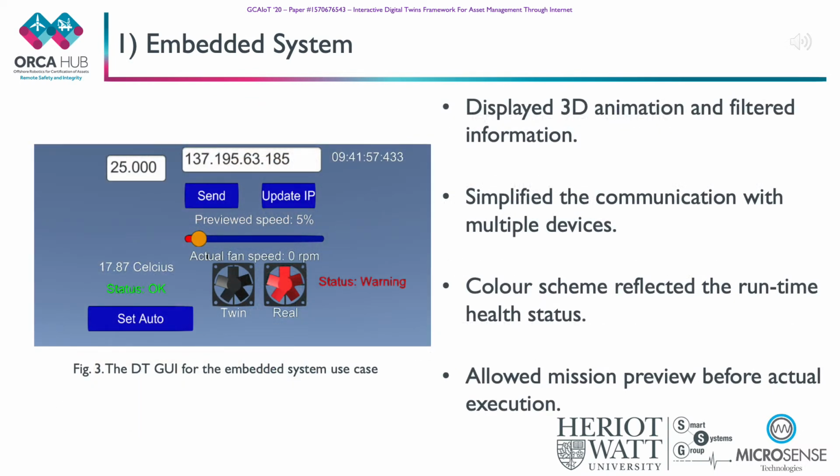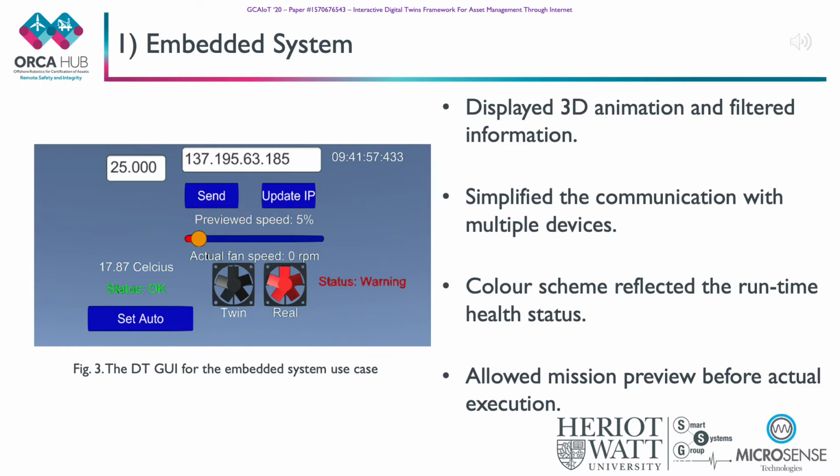The picture here is the graphical user interface for this use case. It displayed the runtime 3D animation and filtered text information, which demonstrated the concept of simplifying communication with multiple devices using a single interface. It also displayed the runtime rotation speed of the cooling fan with the animation on the virtual twin, in addition to showing the numerical data. The color scheme of the virtual assets helps identify the runtime health status of the physical asset.